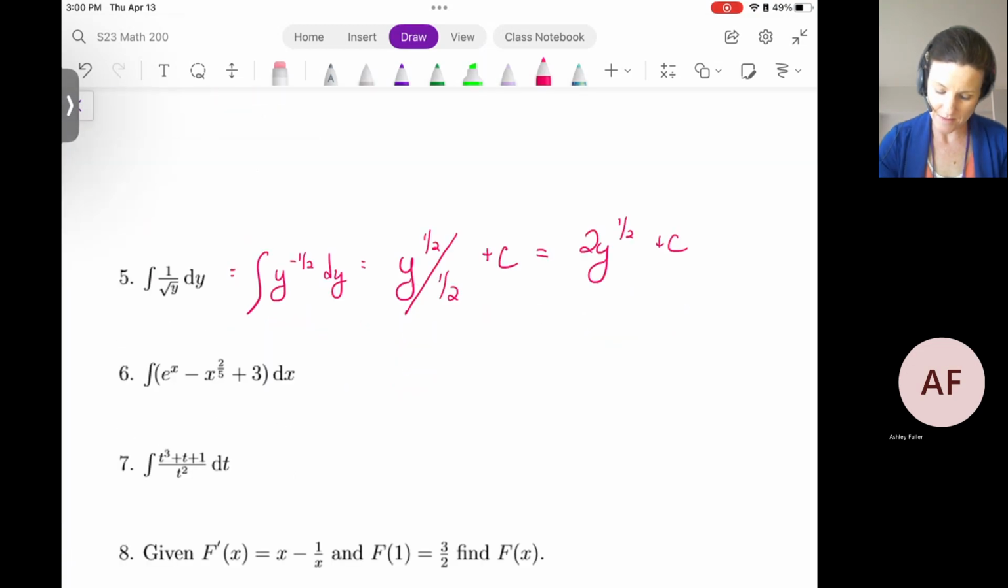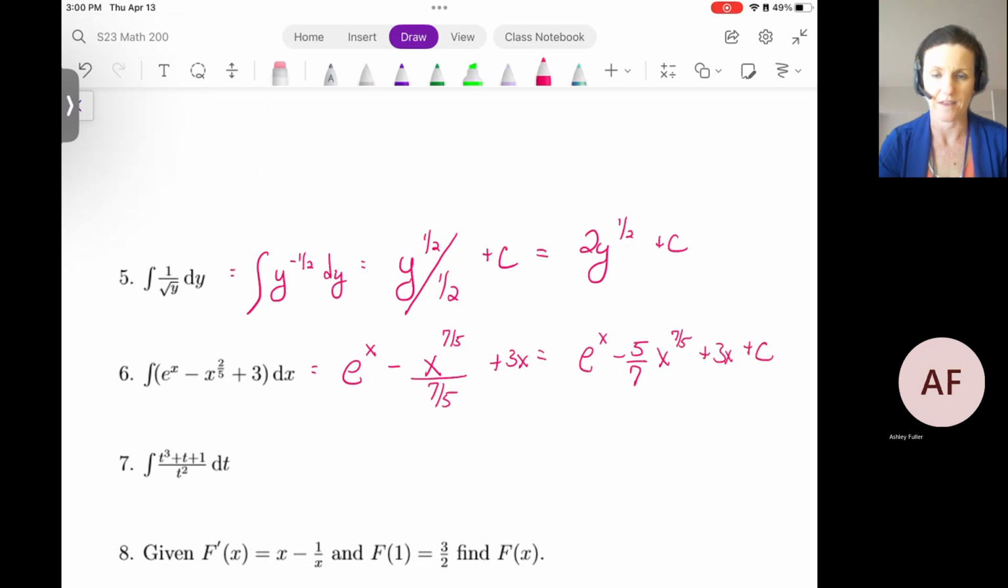This third one, we do the same steps that we have previously, treating each one separately. The integral of e to the x is e to the x. The integral of x to the 2/5 is going to be x to the 7/5 because we add 1, divided by 7/5, plus 3x. When we simplify, this results in e to the x minus 5/7 x to the 7/5 plus 3x, and don't forget that plus c.